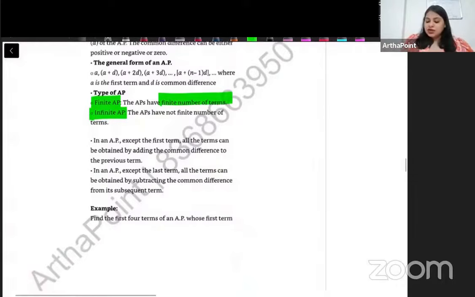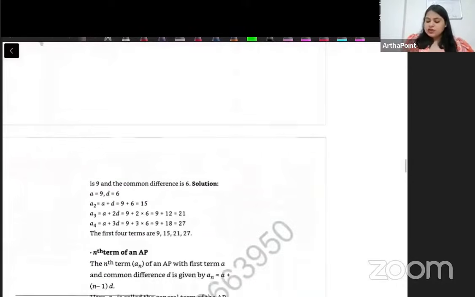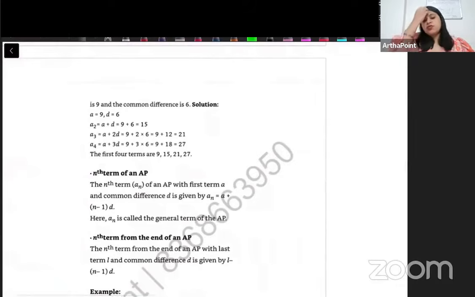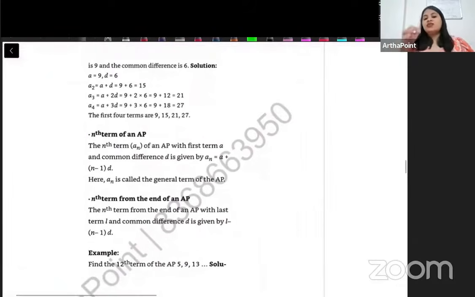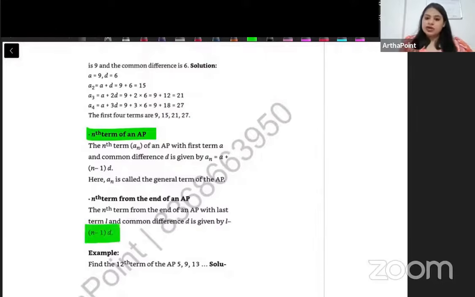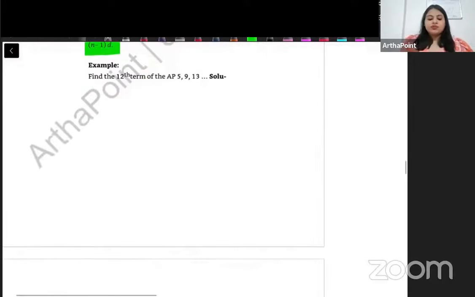Very simple. So now let us go ahead and talk about the formula of the nth term of an AP. So in the exam, suppose they ask you to find the 5th term of an AP, or find the 10th term of this AP. So the nth term of the AP is given by a plus n minus 1 into D. Let us take a question.